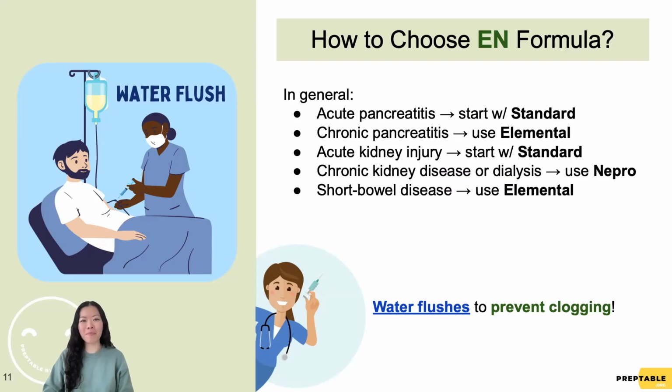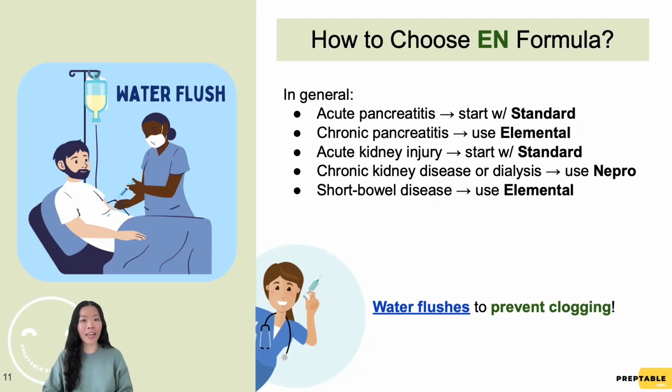On the RD exam, you may need to quickly choose an EN formula with limited clinical information. We've listed some quick tips for the following diseases. If you have acute pancreatitis, start with standard formula. Many recent studies have shown that the standard formula is just as good as elemental when it comes to treating acute pancreatitis. And this is the current guideline from ASPEN. So the cheaper standard formula is the preferred method as long as the patient can tolerate it.